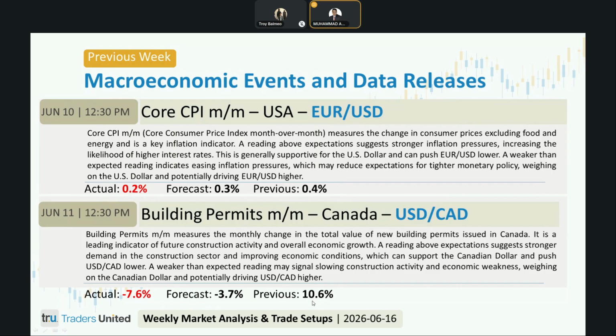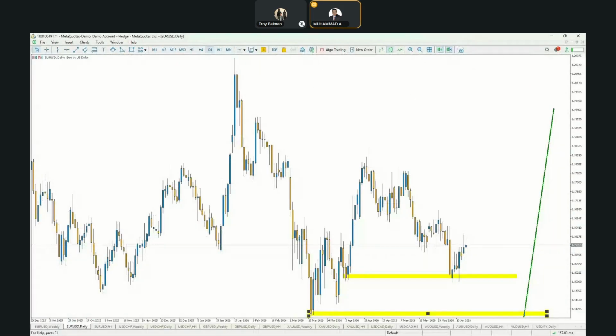The previous reading was 10.6%, forecast minus 3.7%, and the actual number we got is minus 7.6% in red color. Now, let me discuss market context and pre-release expectations. And let me also show you the price chart of US dollar CAD currency pair.